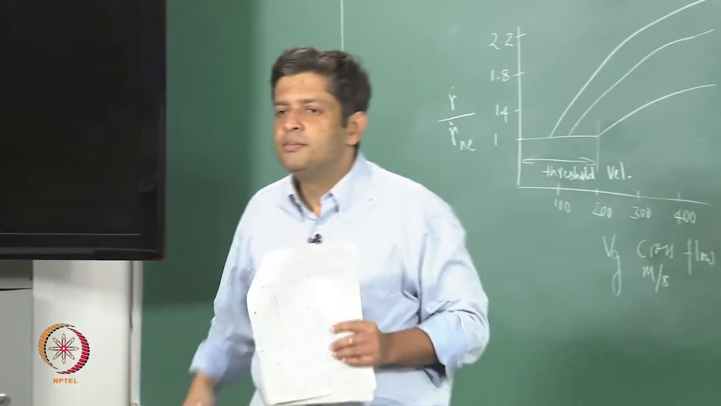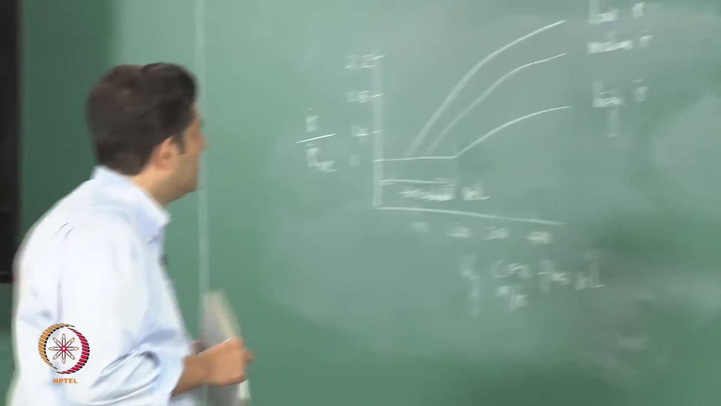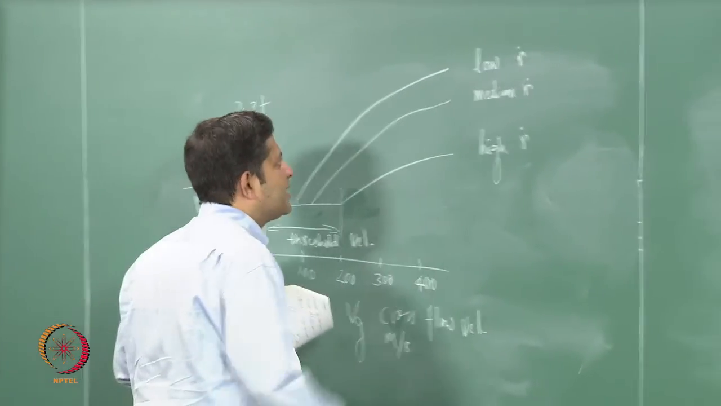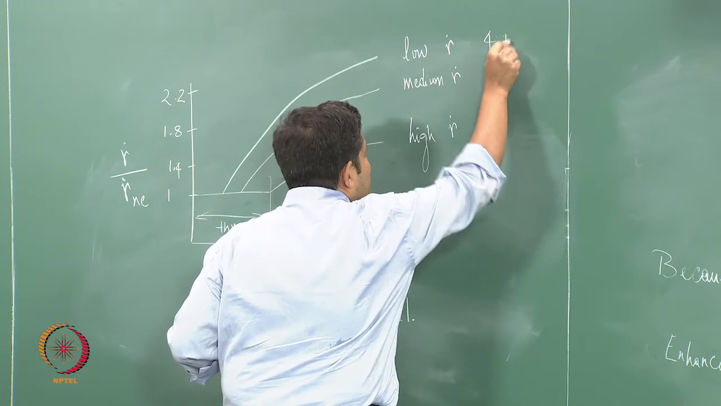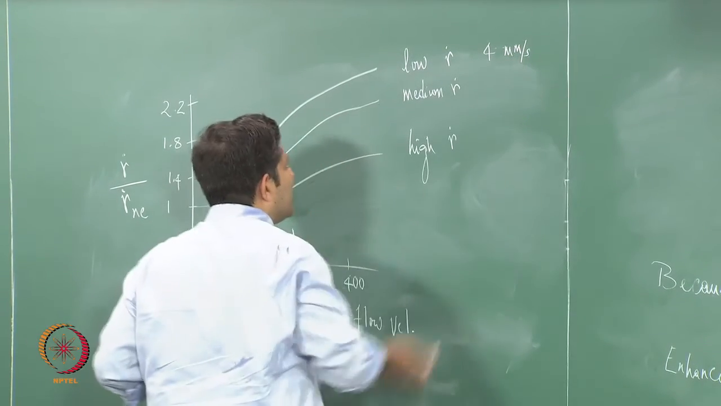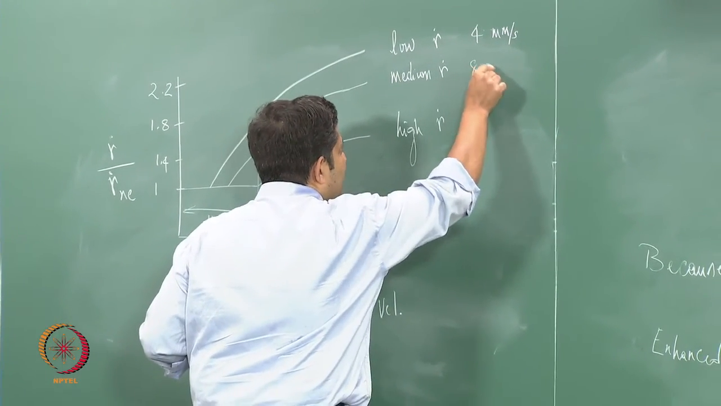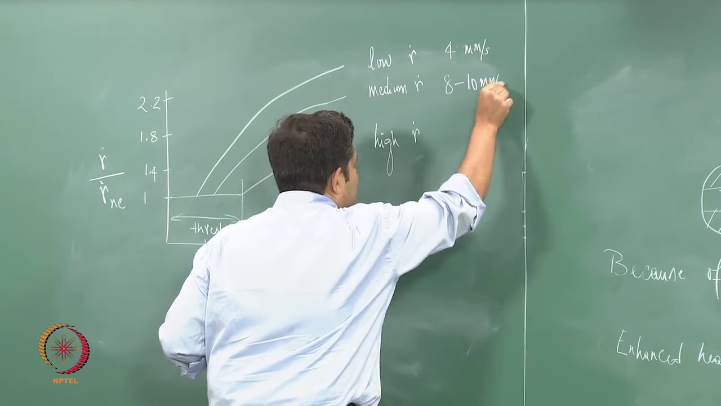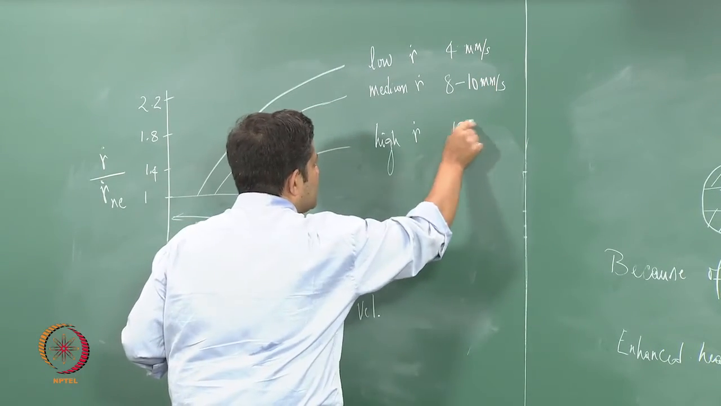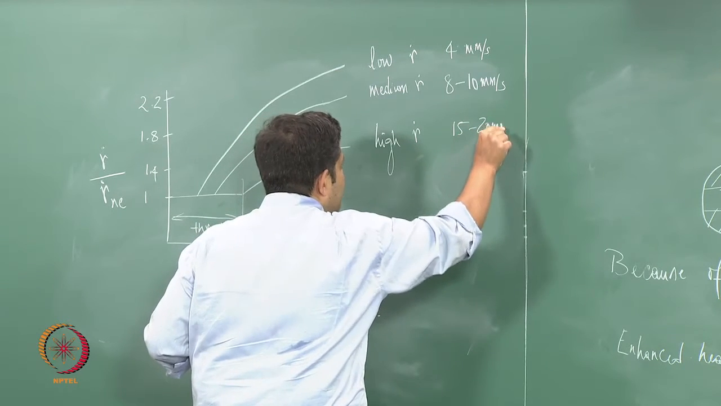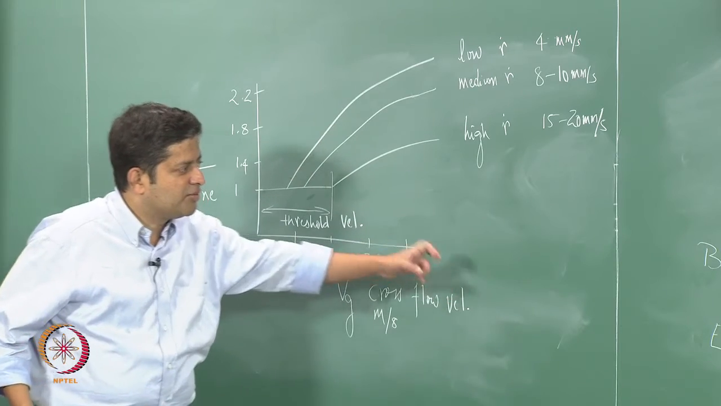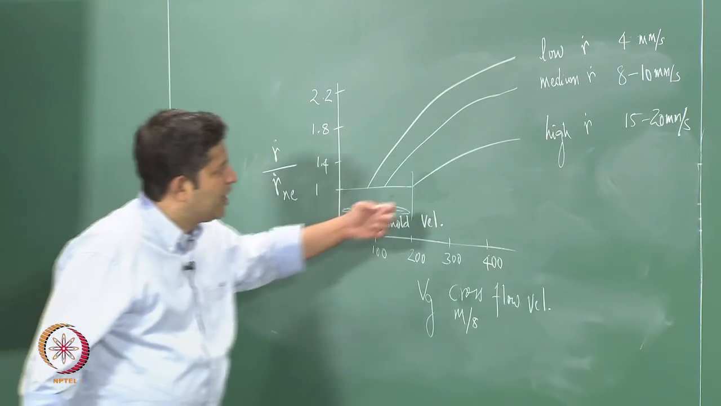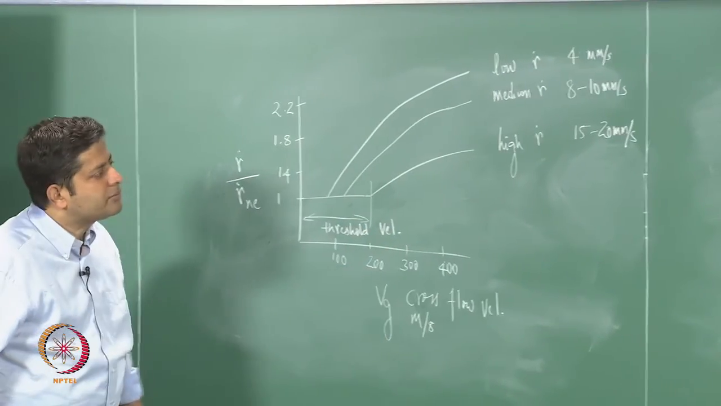Yes? What are the ranges for low, medium, high burn rate? These are really something like low burn rate is somewhere around 4 mm per second. Then this is like 8 to 10 millimeters per second. Then this would be something like 15 to 20 millimeters per second. So if you have a very low burn rate, more effect of the boundary layer, additional heat transfer because of boundary layer thickness reduction, and if you have a high burn rate, least effect of that.